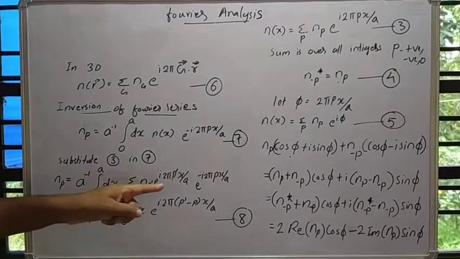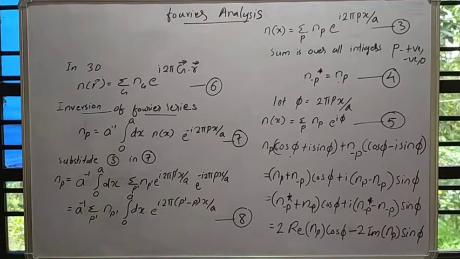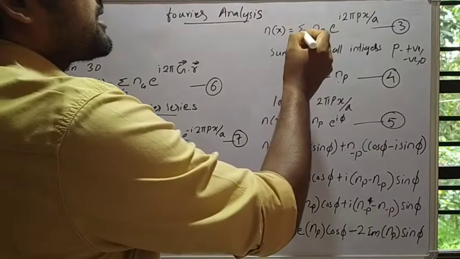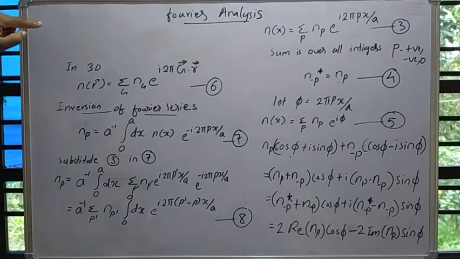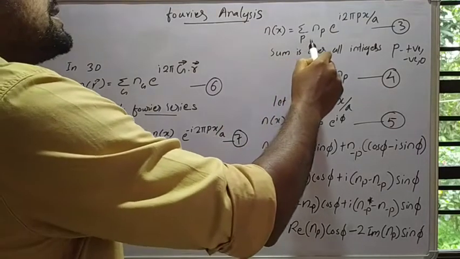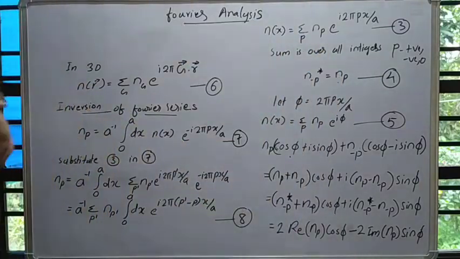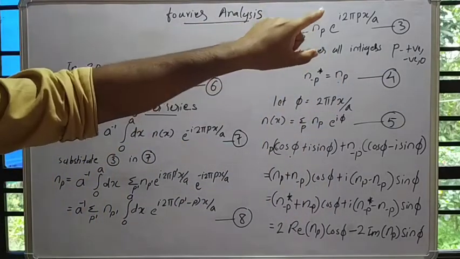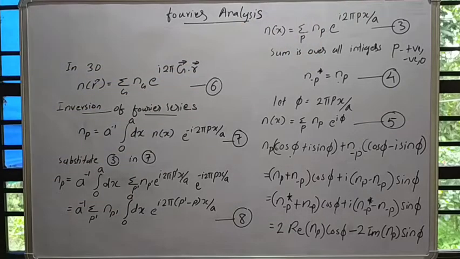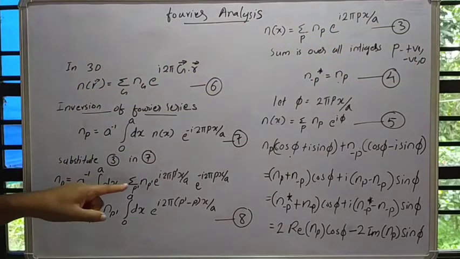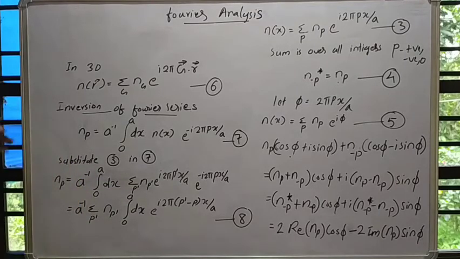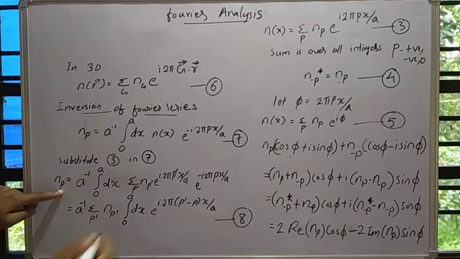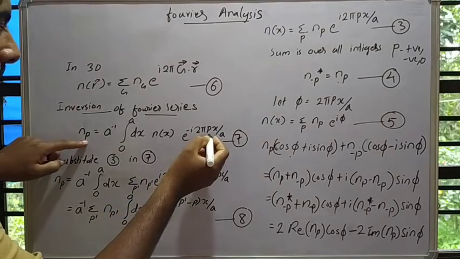I am using p dash here since, if I expand n of x, I need to expand from minus infinity to plus infinity. So p's can have positive, negative or zero values. It's a series. Here I am finding np, a specific term, and that p is used here.